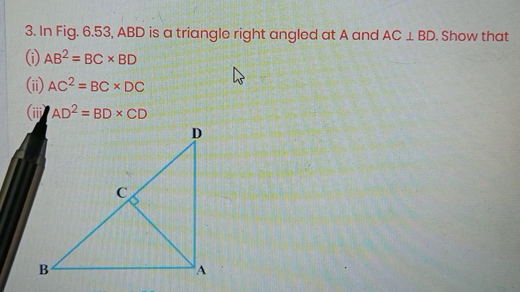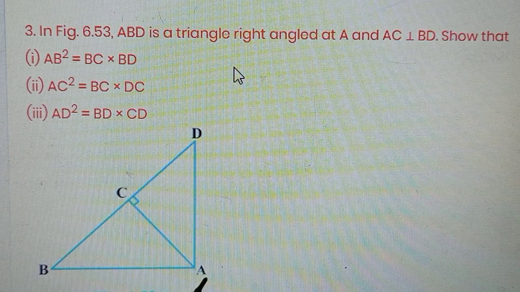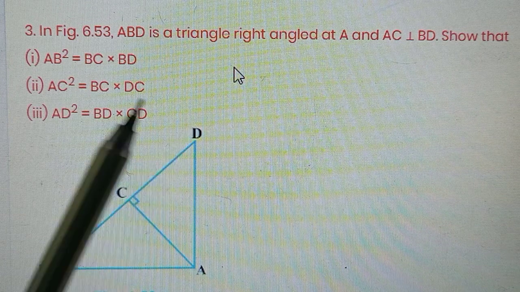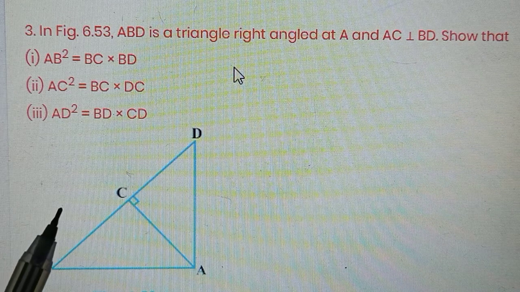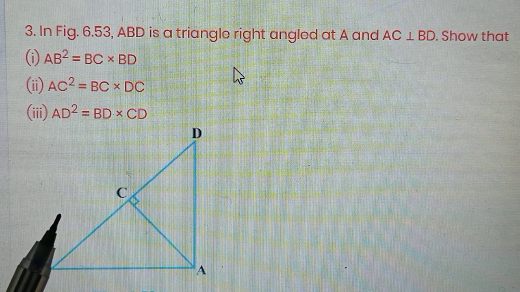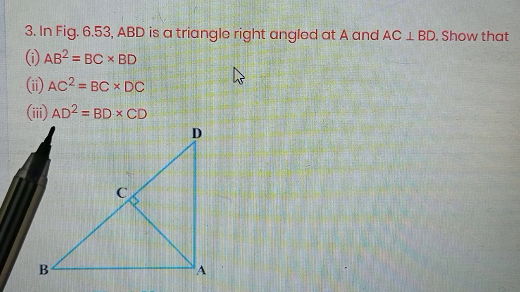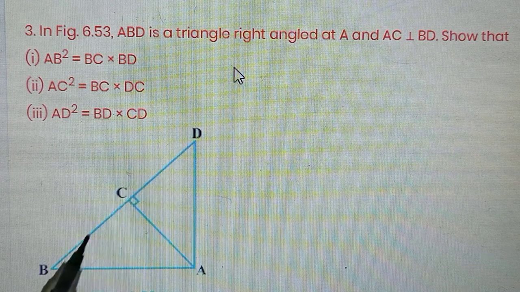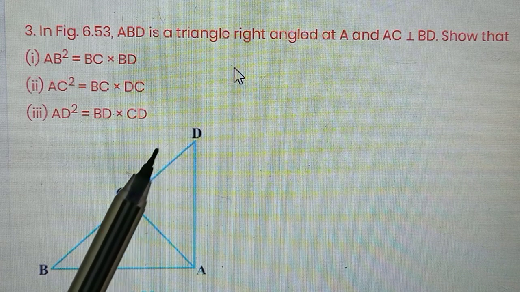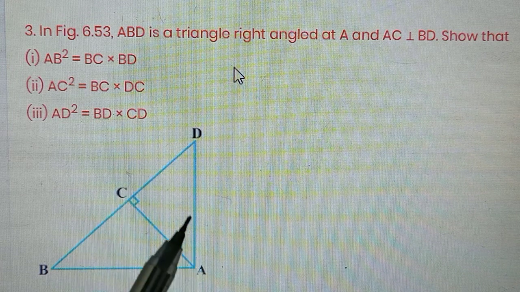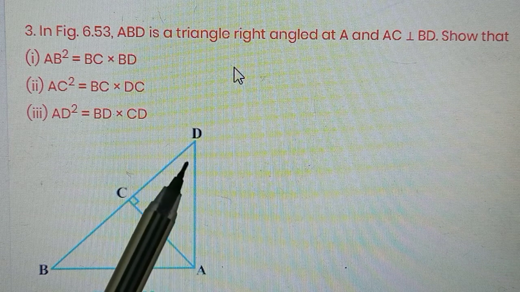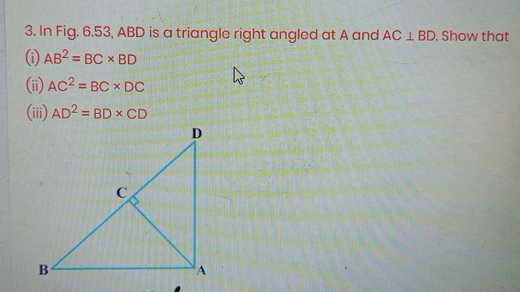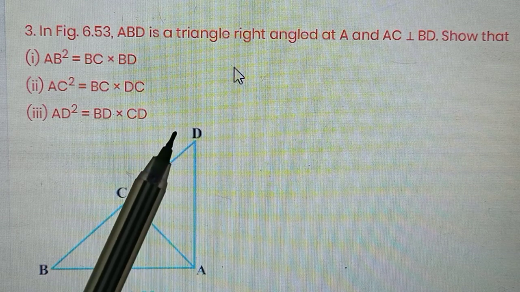Likewise for the second part, AC square. So AC is this, and then you want BC and DC. This is exactly the same as what we have done in part 2 just now, children. Then the third one, AD square: then we want BD, which is again the big side, and CD. So this time you will choose this small triangle out here, ADC, and with that you will have to take the big triangle BDA.